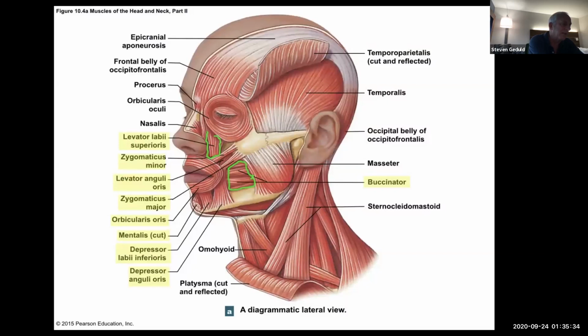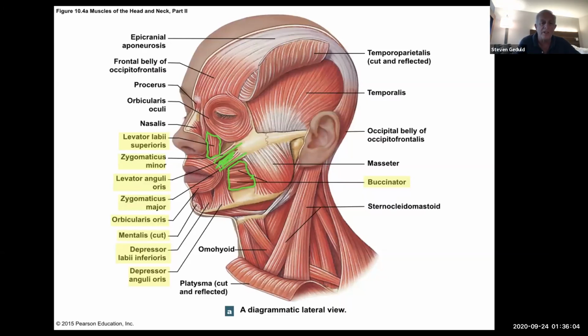Okay, zygomaticus minor is most anterior. Zygomaticus major is the posterior. Okay, those attach to the zygomatic bone, the zygomatic arch. I think I skipped one, levator anguli oris, which is right in between the zygomatic muscles here. That's this one right in there.